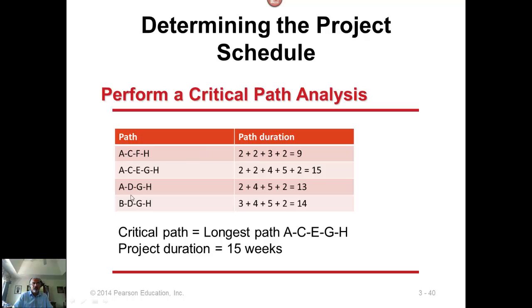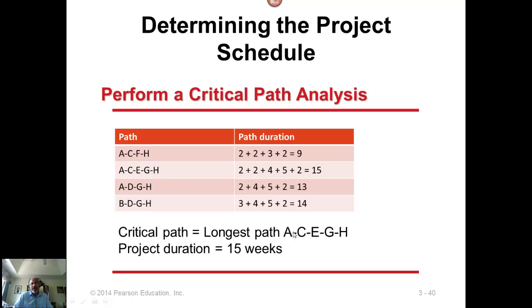So here are the different paths that we described just a minute ago. And when you add the activity times, these are the different durations. So this path takes 9 weeks, the next one 15, 13, and 14. The longest path gives us the project duration. And that longest path is also called the critical path. And the activities along the critical path are the critical activities.